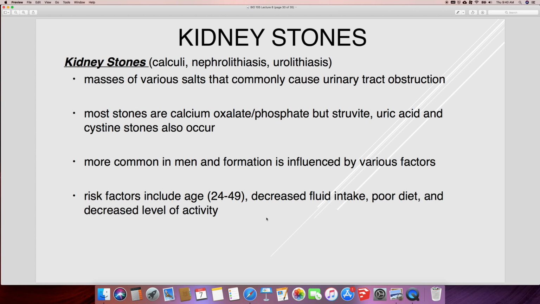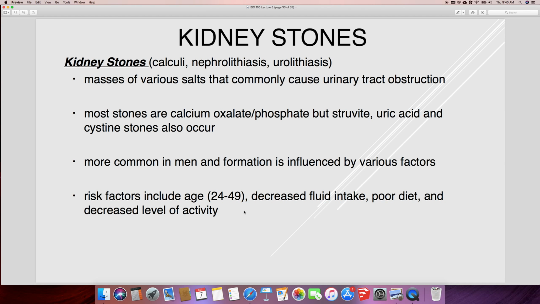So kidney stones. A kidney stone is also known as a calculus. The condition of having kidney stones is known as nephrolithiasis, sometimes also known as urolithiasis. Basically, you have salts that crystallize and can cause urinary tract obstruction. Most stones are composed of calcium oxalate or calcium phosphate, but there are many other types like struvite and cysteine and uric acid stones. But calcium oxalate and calcium phosphate are the most common.